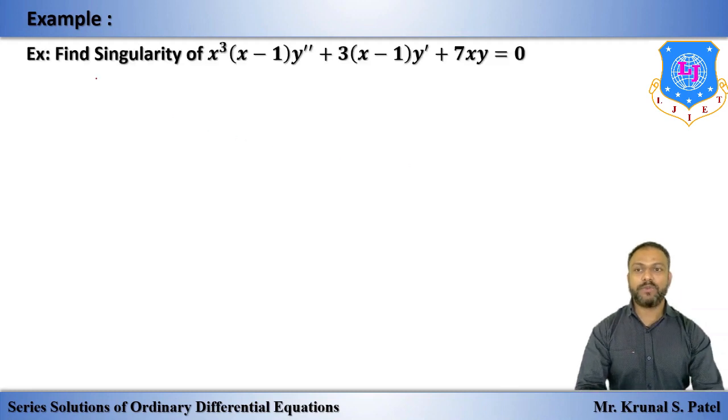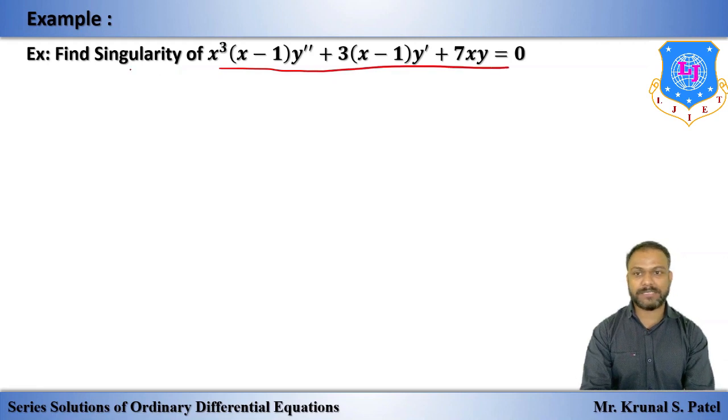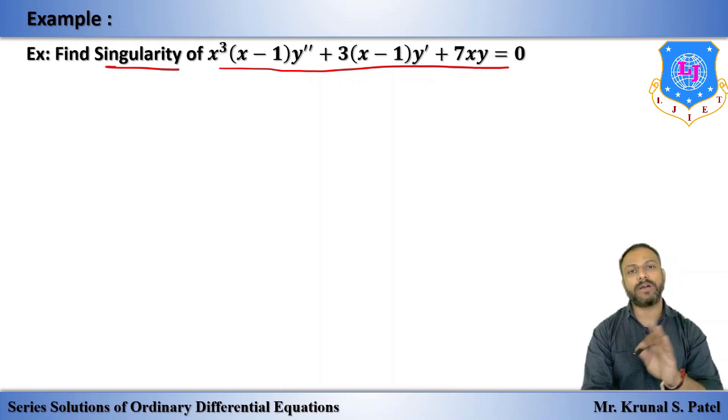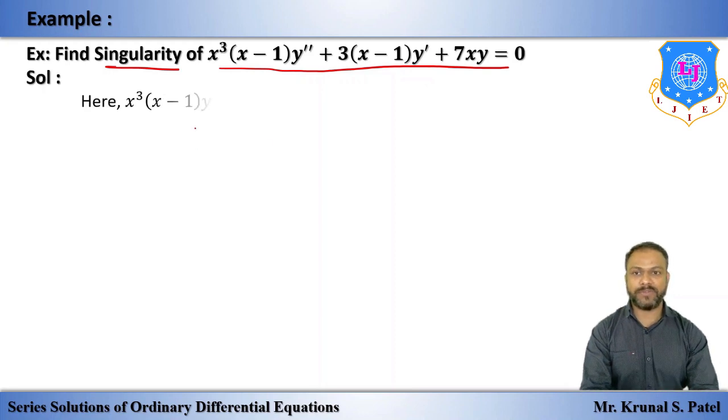First example: find the singularity of this equation. Only singularity is asked, that means you have to find each and every point, ordinary or singular, and if it is singular, then classify it into RSP or ISP. So first we will start with this equation.